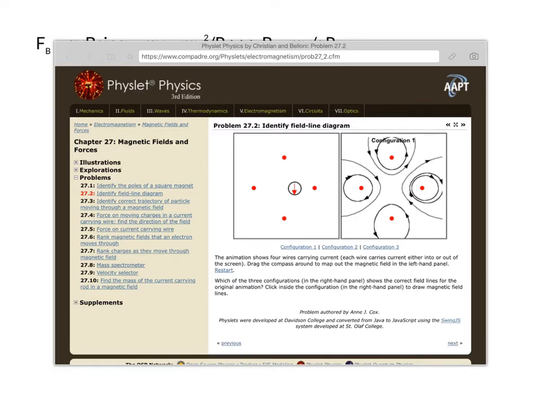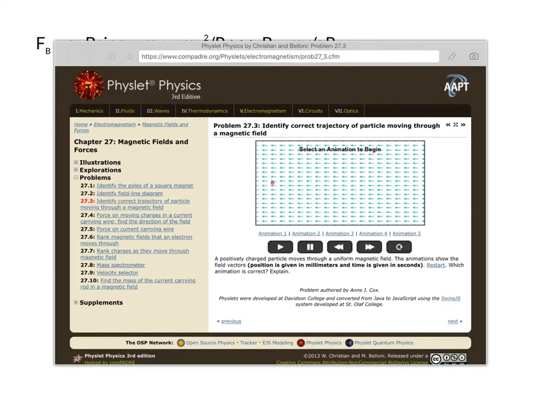And you can have fun if you want to just trace out the field. You can just click and it gives you those field lines. Then you go to configuration 2 and you test it again, and in configuration 3, and that should take care of problem number 2.